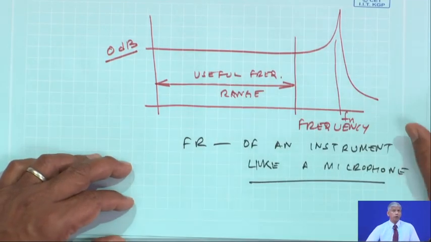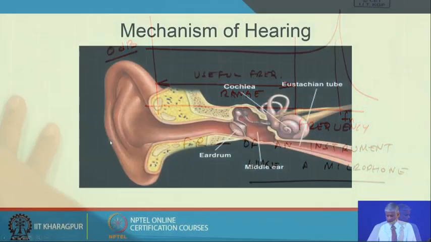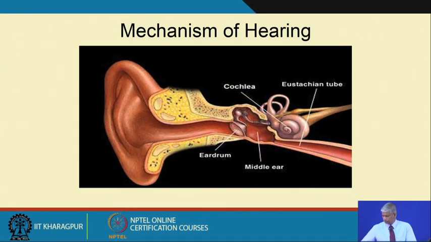Our human ear is not like this. Okay. So, we will see the mechanism of human hearing. So, this is the outer ear. Okay, we have the ear canal here, and this is the ear drum.